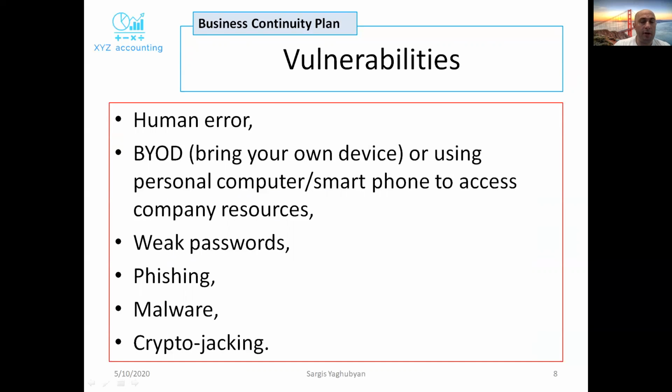The following vulnerabilities have been identified in our company: human error, and most of the time it is the use of personal computers or personal smartphones to access company resources, which should be restricted. Most of the time, our employees use weak passwords, which should be addressed as well. We are also vulnerable to phishing, malware, and cryptojacking.